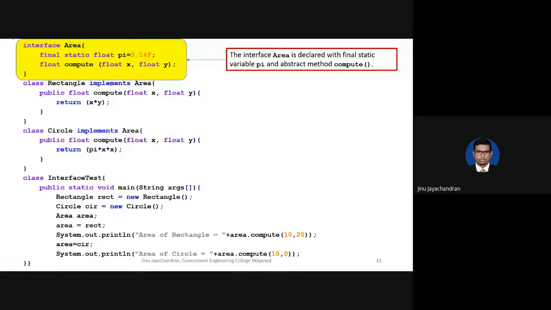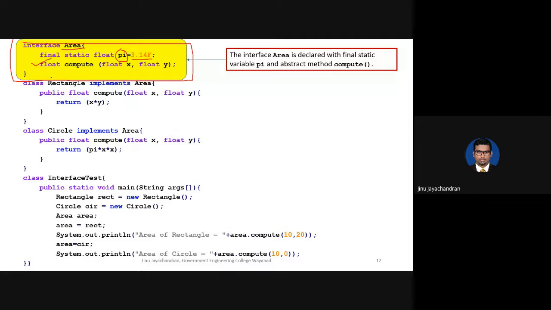If you look at here, area is an interface. The area interface has two variables. One variable is pi, which is 3.14, that's a 14-point value.